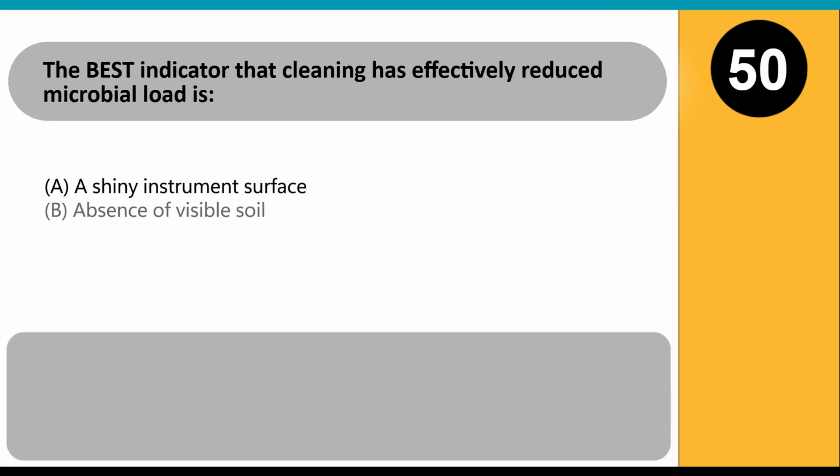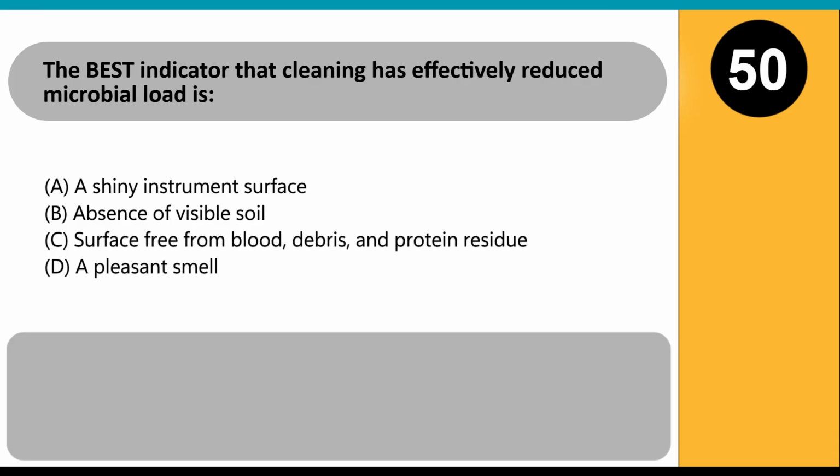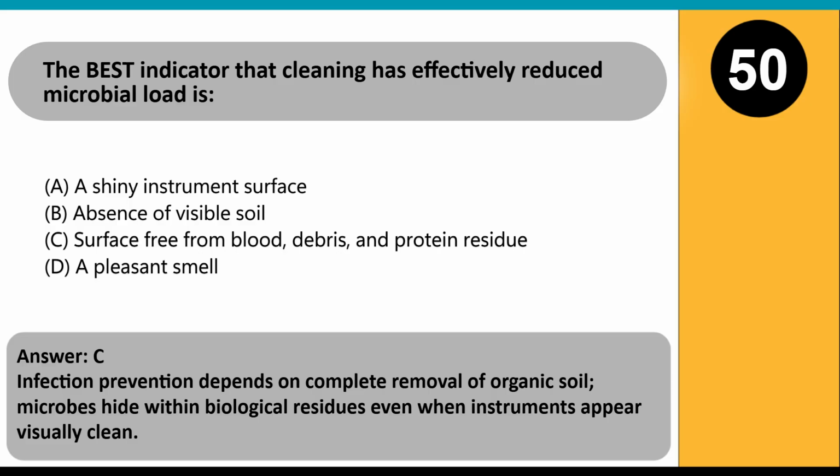The best indicator that cleaning has effectively reduced microbial load is: A. A shiny instrument surface. B. Absence of visible soil. C. Surface free from blood, debris, and protein residue. D. A pleasant smell. Answer C. Infection prevention depends on complete removal of organic soil. Microbes hide within biological residues even when instruments appear visually clean.